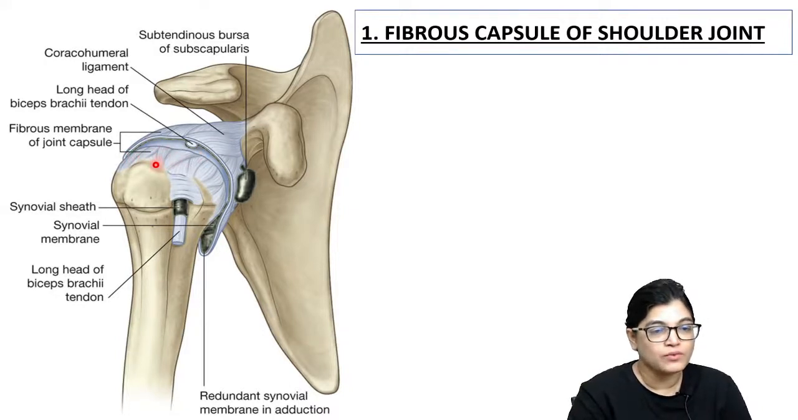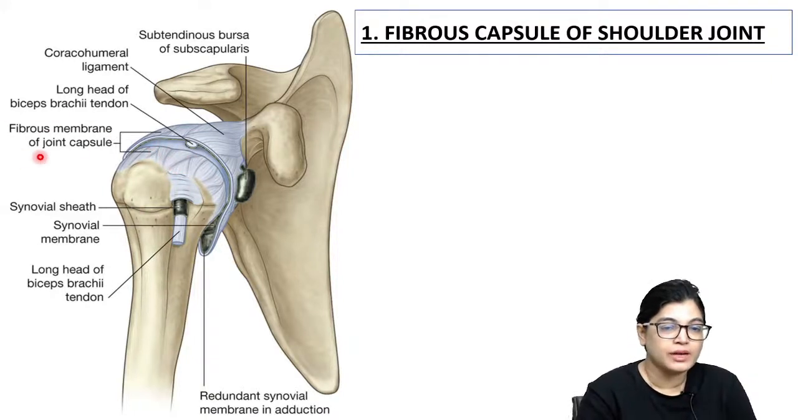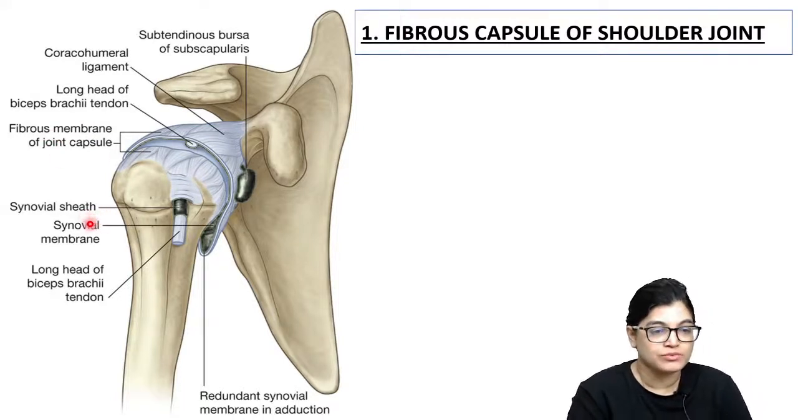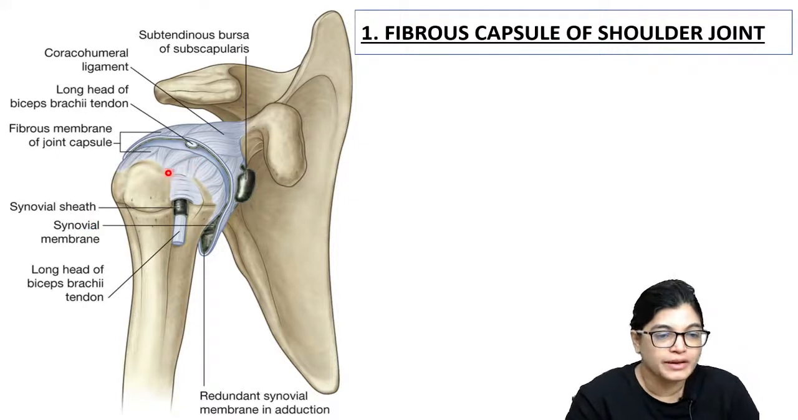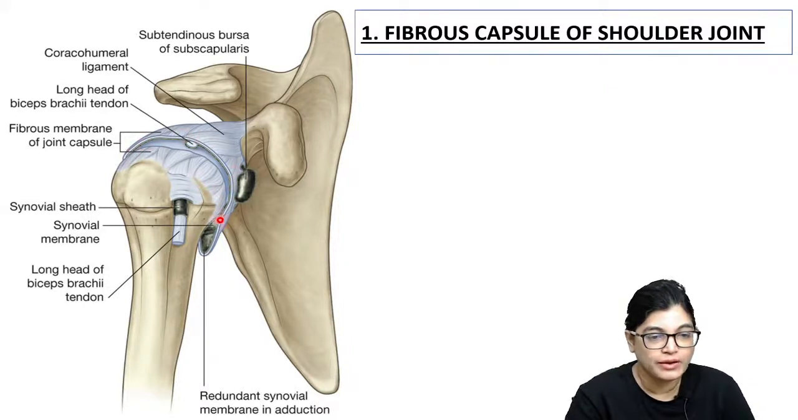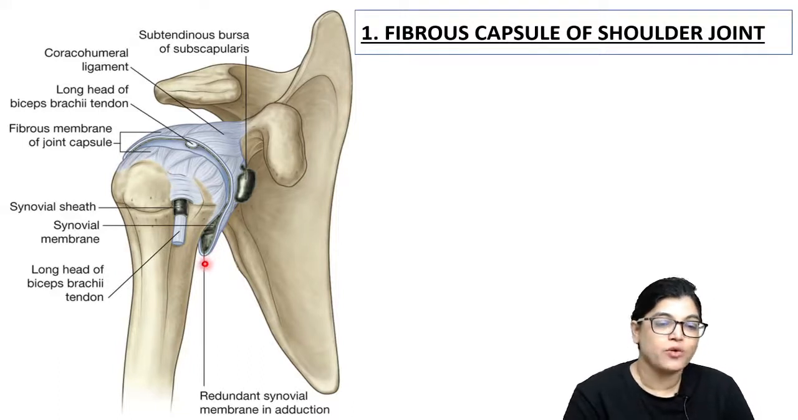One more thing I want to explain: underlying the fibrous capsule we have got the synovial membrane, and together the synovial membrane and fibrous capsule are called the joint capsule or the articular capsule of the shoulder joint. Also, in the lower aspect, can you see the fibrous capsule is not exactly attached to the margin of the anatomical neck or the glenoid fossa, but is dipping slightly? So this is the weakest point of the fibrous capsule.